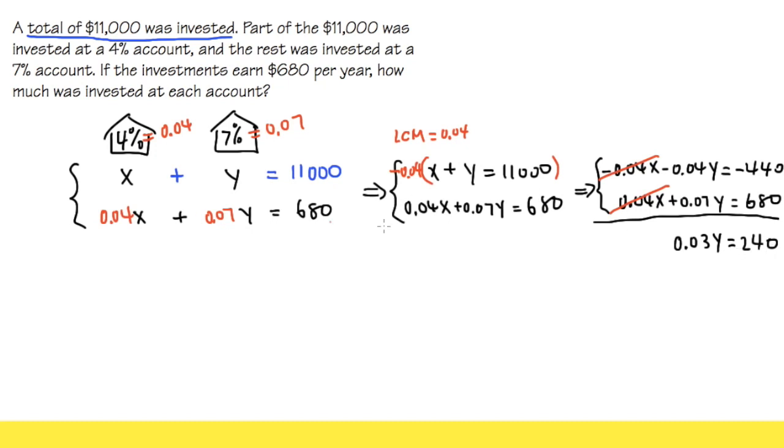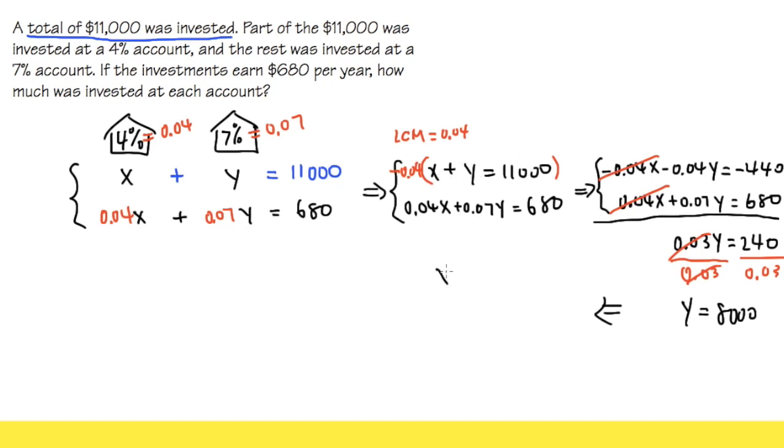And now you see, we can just divide both sides by 0.03, so that this and that will cancel, and let's do the same right here as well. And we will get the y by itself. Y will be 240 divided by 0.03, that will give us 8,000. So now we have to plug in the y value right here into one of these equations, and you see x plus y is equal to 11,000. This is easier, so let's use that.